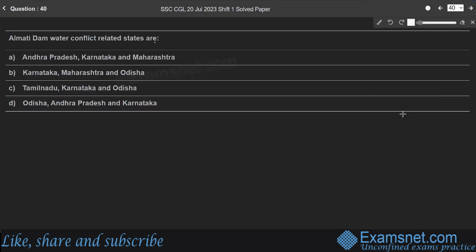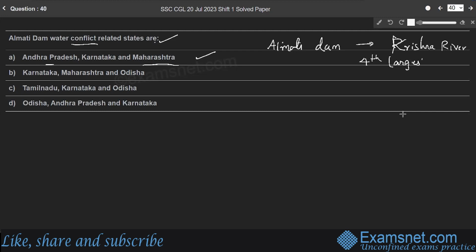Question 40. Almatti Dam water conflict related states are. Here Andhra Pradesh, Karnataka and Maharashtra. These are the 3 states, right? Related states of Almatti Dam water conflict, right? So here Almatti Dam is built over Krishna River. Krishna River is the 4th largest river of India and the 2nd largest river of South India.